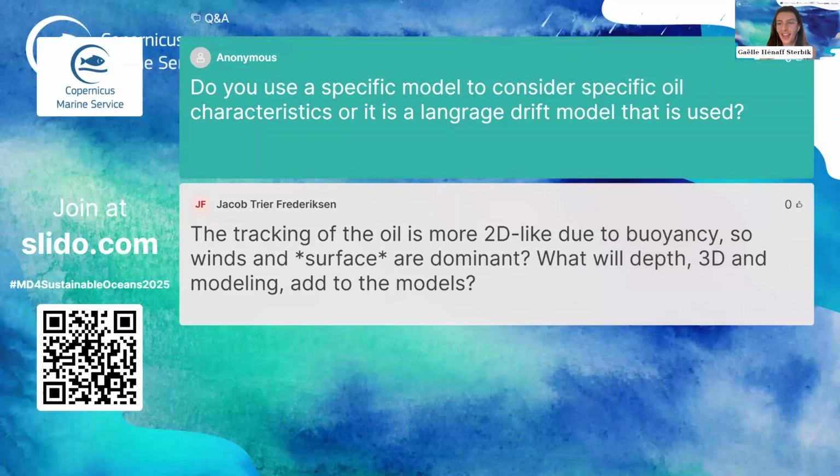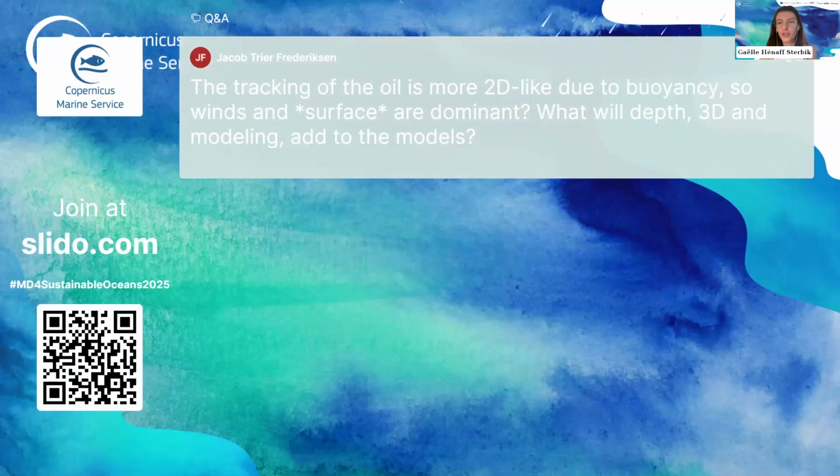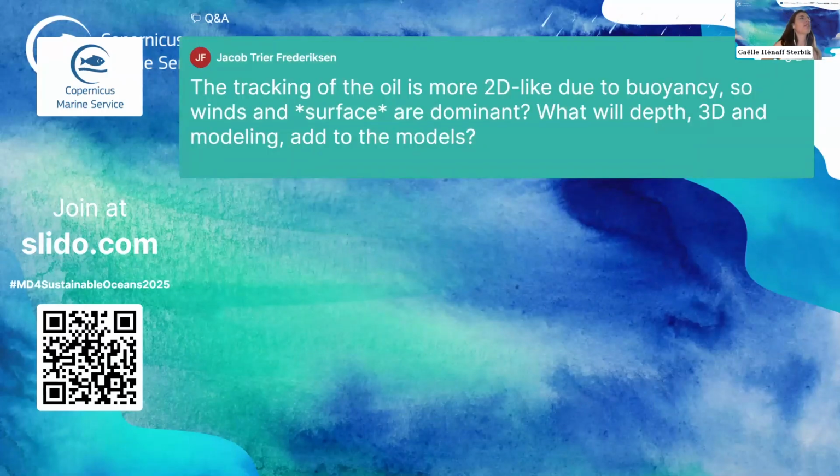Okay, thanks a lot. And we have time for one more question. The last one: the tracking of the oil is more 2D-like due to buoyancy, so winds and surface currents are dominant. What will depth, 3D modeling add to the models?